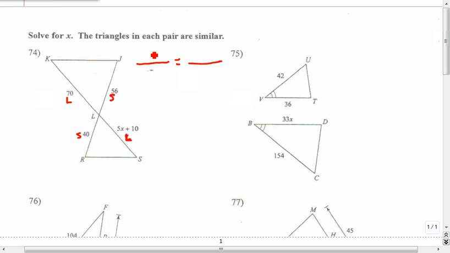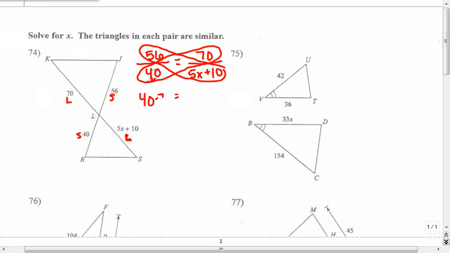So we need to set up a proportion. Again, the first number you start with is up to you. Once you've picked the first number, you have to set it up according to that. So if I start with 56, I need to put that over 40. I need to go back up to the top triangle. So 70 compares to 5x plus 10. I solve a proportion by doing what? Cross multiplication. Very good. So I've got 40 times 70 is equal to 56 times 5x plus 10.